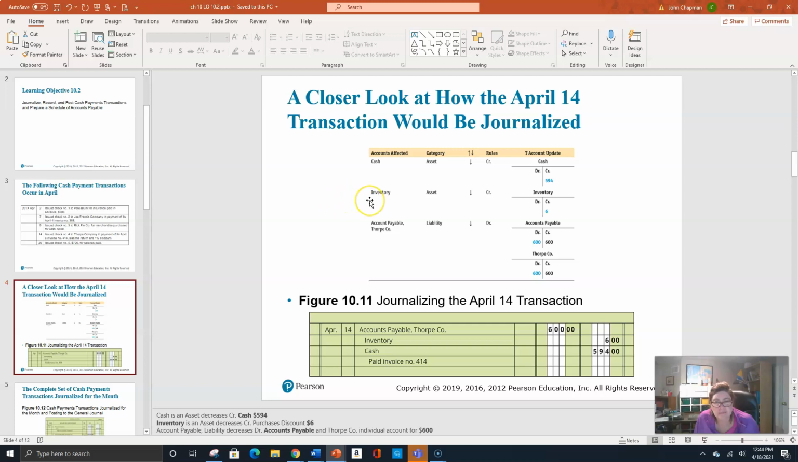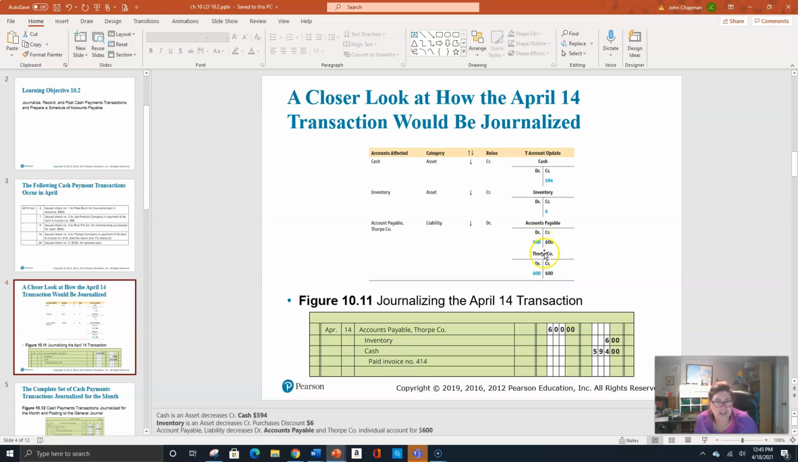So we're going to be decreasing cash, which would be a credit to cash. We are getting a discount, so our inventory price would have decreased. So we would credit inventory for 1% times $600. And our accounts payable would decrease, so we would debit it.